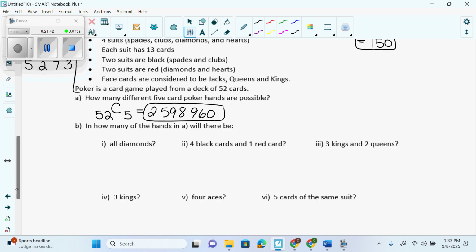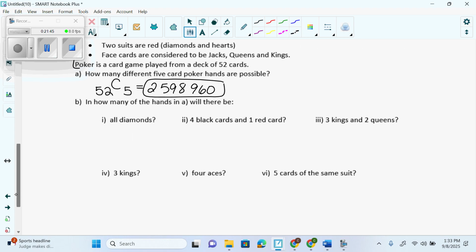Okay. The next one asks, how many of those hands are all diamonds? So that means they want us to choose 5 diamonds, correct? How can I guarantee getting diamonds? Choose from the diamonds. How many diamonds are there? 13. So I'm going to steal my C from above. 13C5. I get 1287. So substantially fewer card hands have all 5 diamonds, correct? Out of the 2 million, which makes sense.